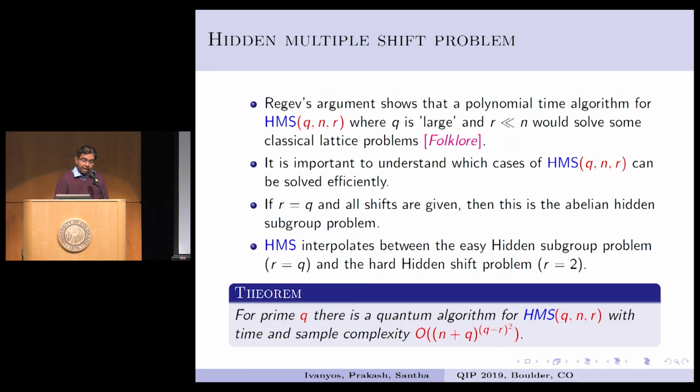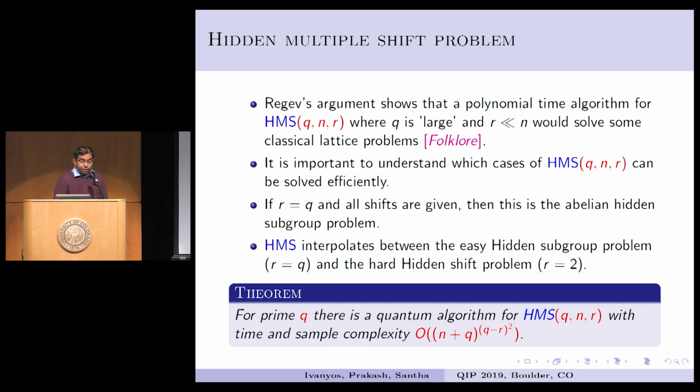Regev's argument can actually be extended to show that a polynomial time algorithm for HMS(Q, R) for certain parameters would solve the lattice problem. Q should be large and R should be much smaller than Q, so it should be close to the 2 case rather than the Q case. It's folklore, known to the people who work in this area, but no algorithms have been found along this line. So it's important to understand which cases of HMS are easy and which ones are hard. What's the boundary of tractability for these problems?